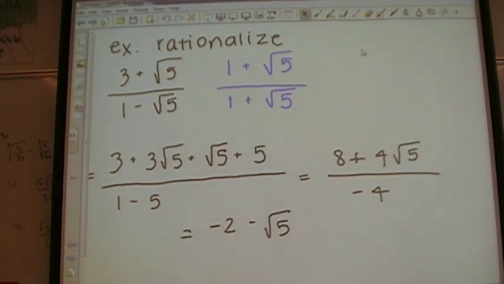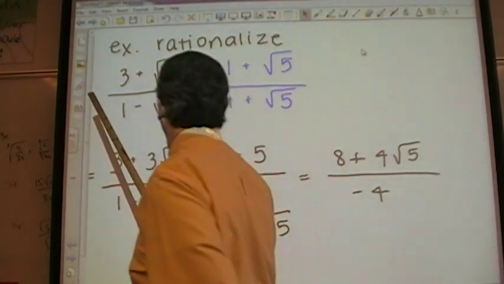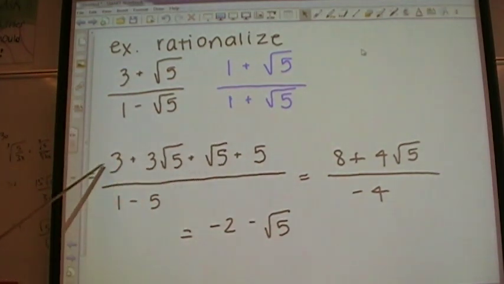Okay, and the last example is rationalizing denominators. Remember, you cannot have a square root in the denominator. So, to get rid of it, if you have a binomial with one of those terms being a radical, all you do is multiply by the conjugate of the denominator. So what's the conjugate of 1 minus root 5? 1 plus root 5. So I just FOIL the top, and this is what I end up with.